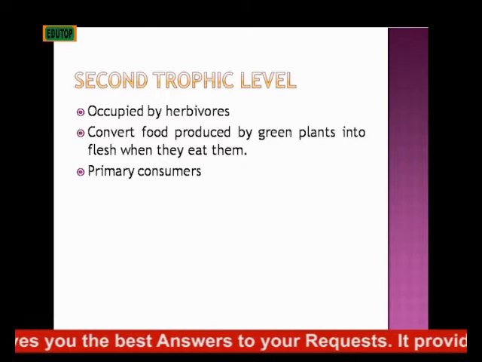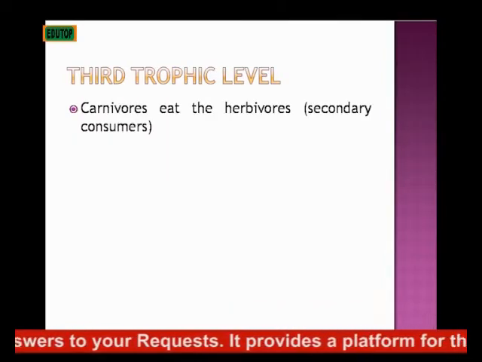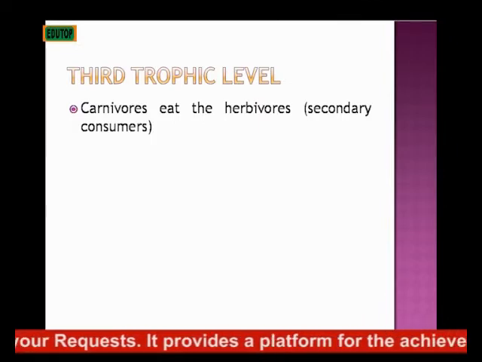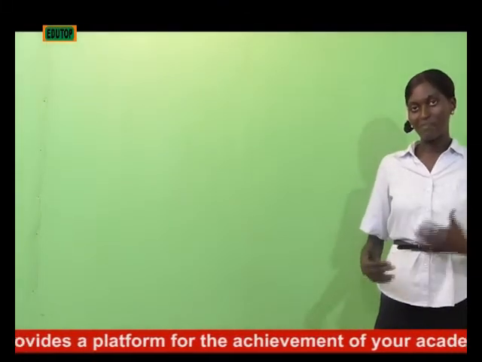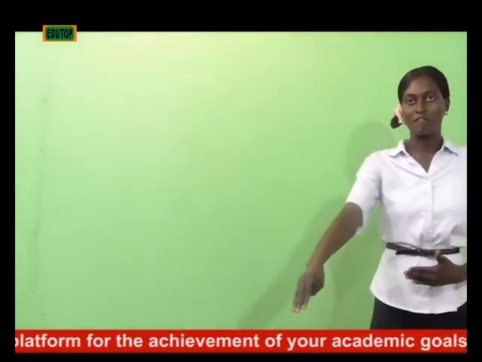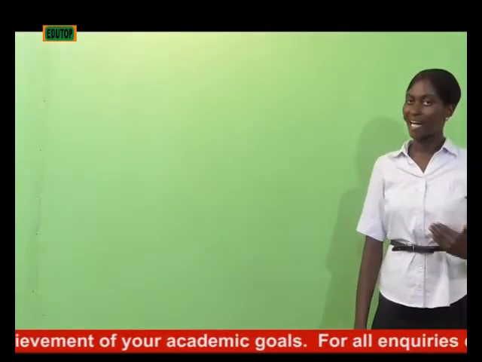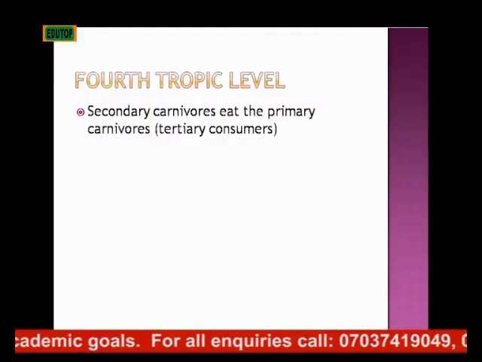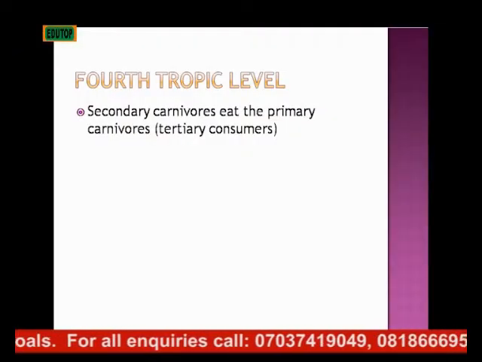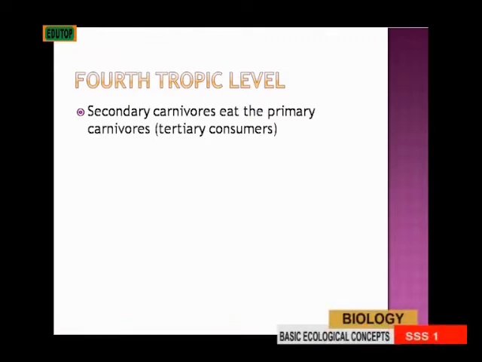Then the third trophic level is occupied by carnivores. Those are flesh eaters. They eat the herbivores. I said the second level has the herbivore. Herbivores eat the autotrophs in the first trophic level, while the third level is composed of carnivores, and carnivores eat the herbivores. The fourth level, we have tertiary consumers there.